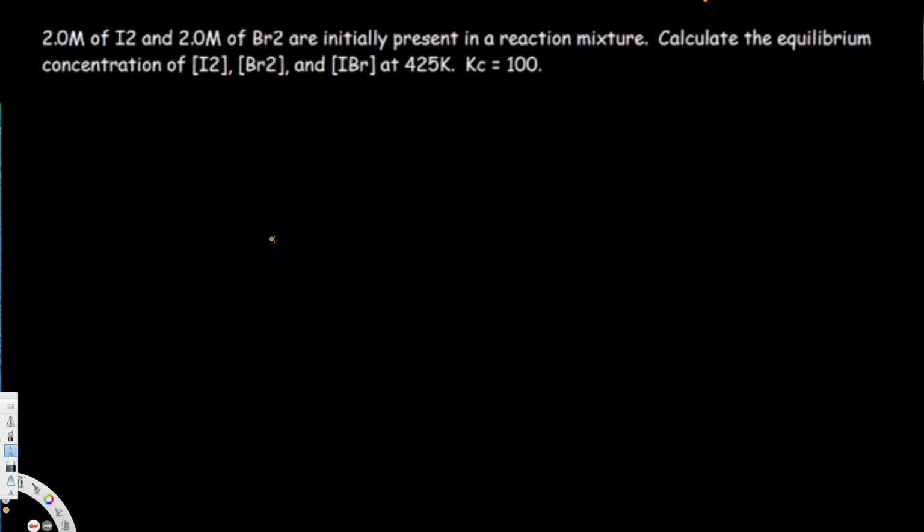Now the first thing we have to know is we have to have the balanced equation, right? So the equation that is related to these molecules is I2 gas plus Br2 gas gives us IBr gas, right? Now we have to balance this equation. Here we have 2 iodines, 2 bromines, so we have to put 2 in front of this one. Now this equation is balanced, and in order to do this question we have to create an ICE table.